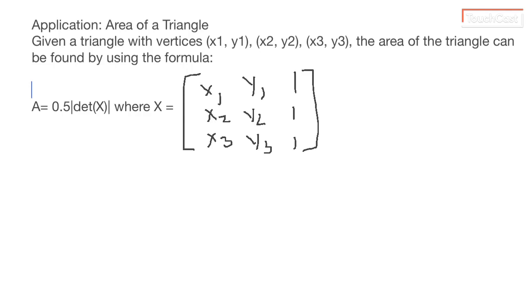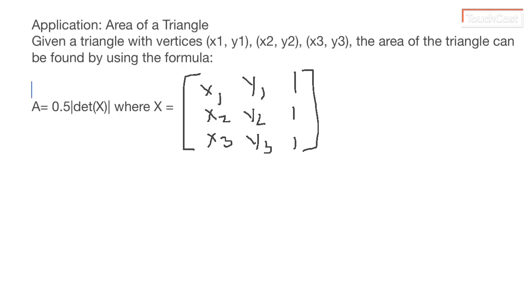So to give this an application, we can find the area of a triangle using the determinant. If we're given the vertices in a triangle, we call them x1, y1, x2, y2, x3, y3. The area can be found by taking half of the determinant of a matrix where each row has the x and y coordinates of the vertices and ends in a 1.